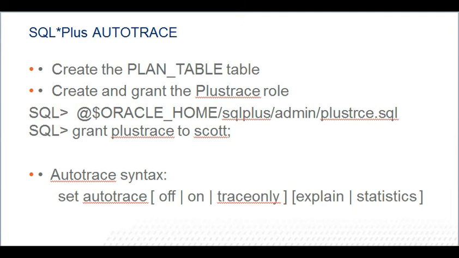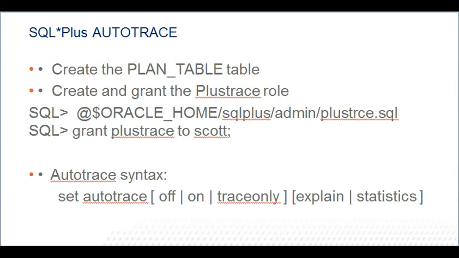The steps for using AUTOTRACE are: first, create the plan table using the utlxplan.sql script. Second, create the plustrace role by executing the plustrce.sql script. This grants select privileges on v$ views to the role and grants the role to the DBA role. Grant the plustrace role to the users who do not have the DBA role. Third, use AUTOTRACE.